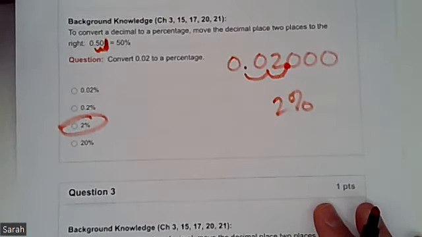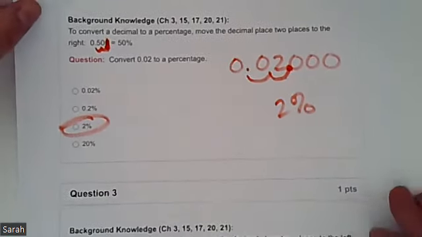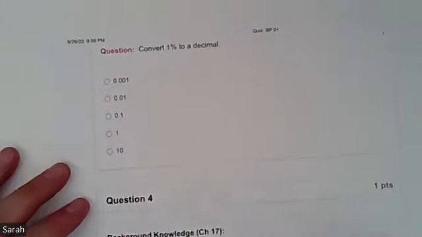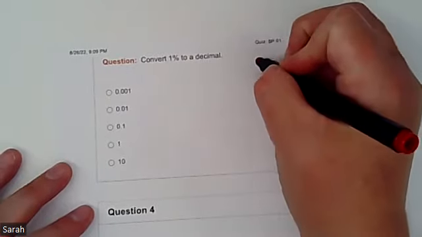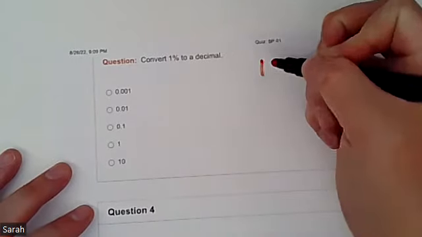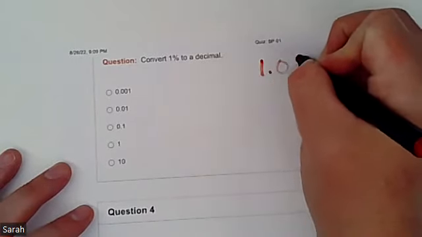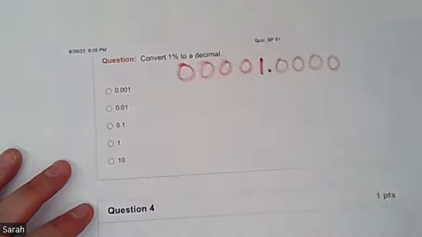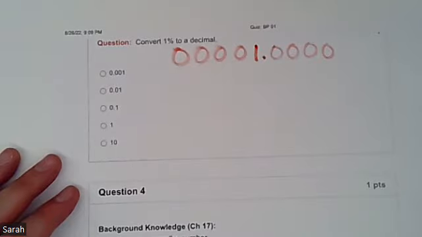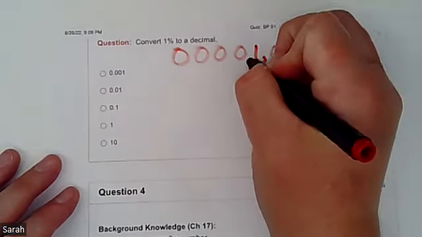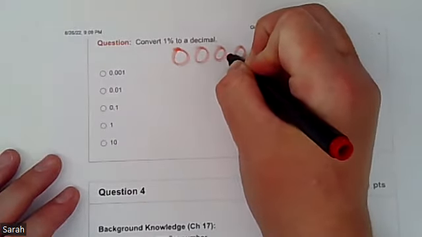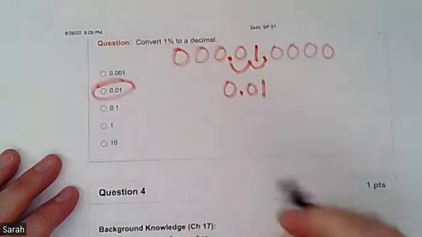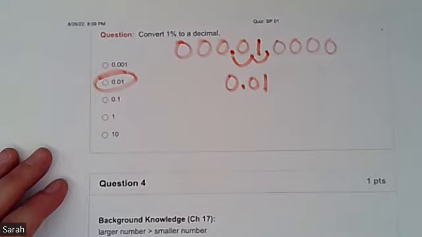And then vice versa, if I'm going from a percentage to a decimal, I'm going to go 2 places to the left. So I have this 1%, and I can write that as 1.00, and I'm going to put some zeros on both sides. The instructions said to move it 2 spots to the left. So 1, 2, looks like there. So this looks like 0.01. So right there is our answer.